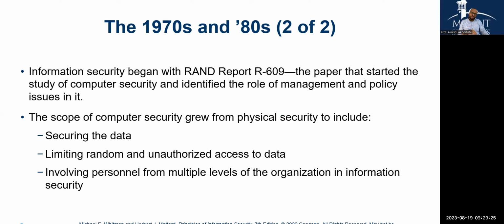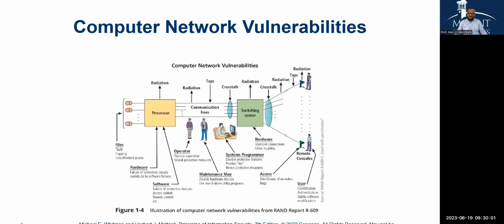So you see something also called the RAND report, RS-609. It was basically a study about computer security and the role of management and the policy issues involved. So we now started migrating from just physical security concerns to stuff like how do we secure the data? How about access to our data? How do we prevent or limit random or unauthorized access to the data, right? And then how do we get different layers of management to be involved in InfoSec?